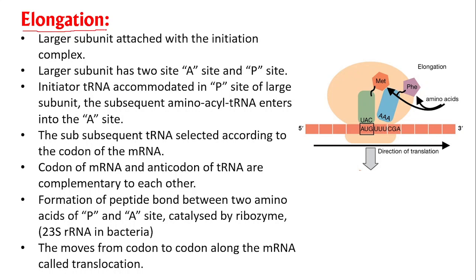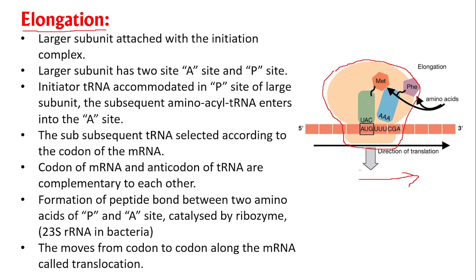Next step, that is elongation. The second step is elongation. In elongation, the smaller subunit and larger subunit of the ribosome will move towards the right side. That is, they will start moving from the 5' end to the 3' end of the mRNA.